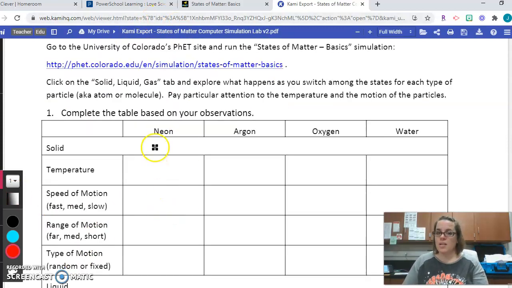So here in the box, we have 4 different types. You have the atom of neon, you have atoms of argon, you have molecules of oxygen, and you have a molecule of water. So you are going to look at neon and what's its temperature as a solid. Argon, temperature as a solid. Okay, everything is as the same. And then you're going to look at the speed of motion as a solid for argon, as a solid for neon, as a solid for oxygen.